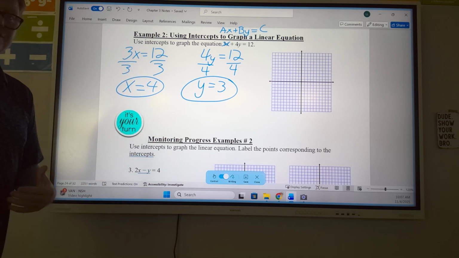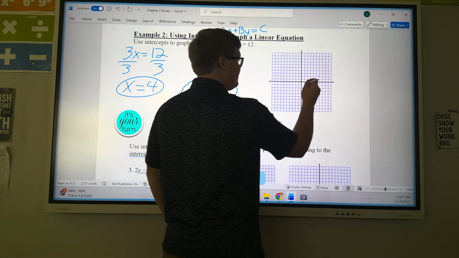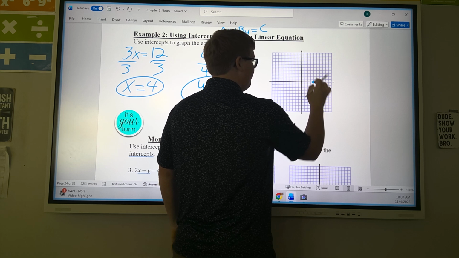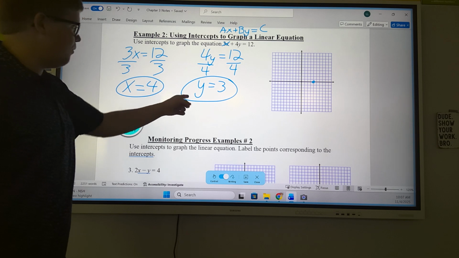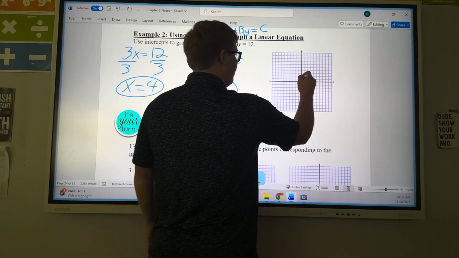Now all we have to do is graph them. Our x-intercept is 4. That means we're going right 4 on the x-axis. 1, 2, 3, 4. We're making a point at 4. Okay, for our y-intercept of 3, we are going up 3 on the y-axis. 1, 2, 3.